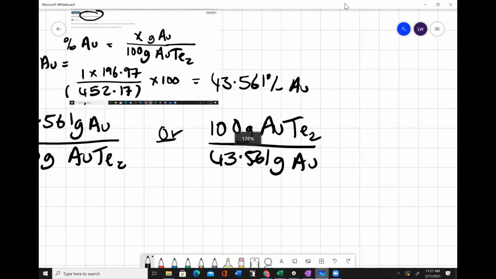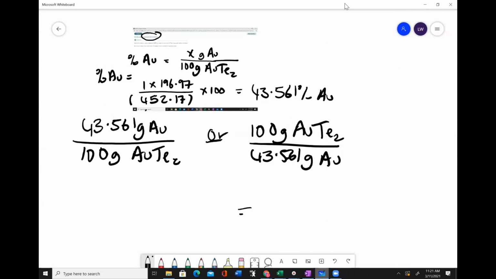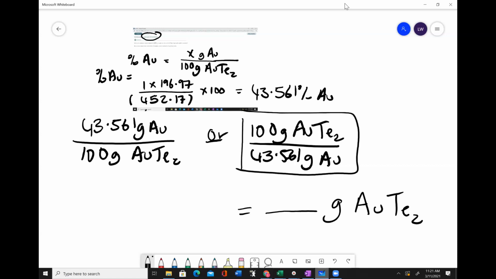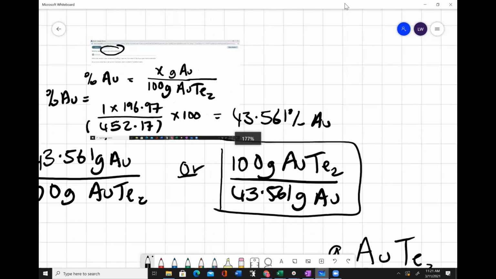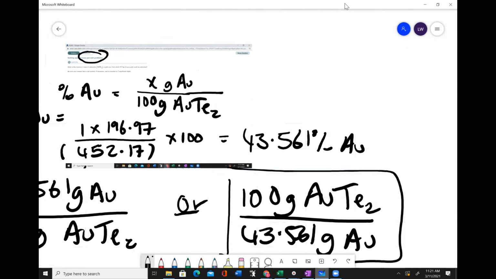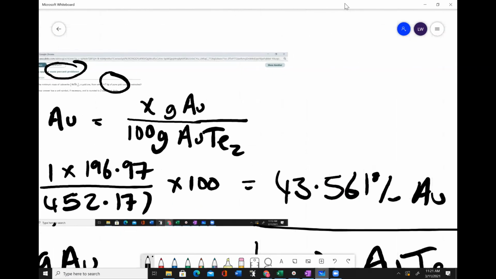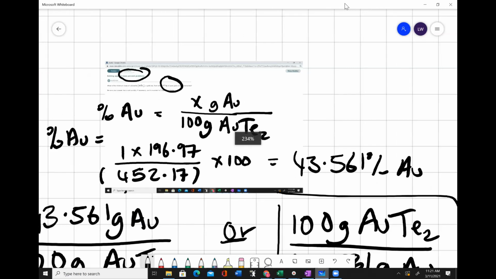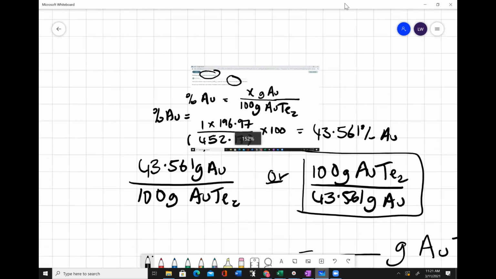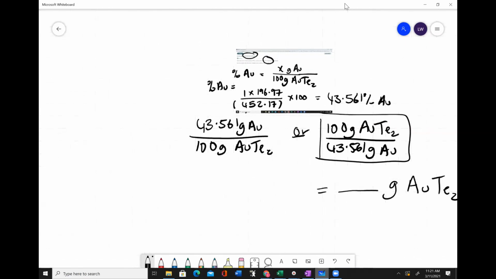Well, what I want to do is I am asked to solve for grams of the ore. So it tells me that I'm going to have to use this as my conversion factor. And what I'm asked, if you read up here, is that I've got 4.5 kilograms of gold that I'm trying to get. So another way of writing 4.5 kilograms of gold would be 4.5 times 10 to the 3 grams of gold.